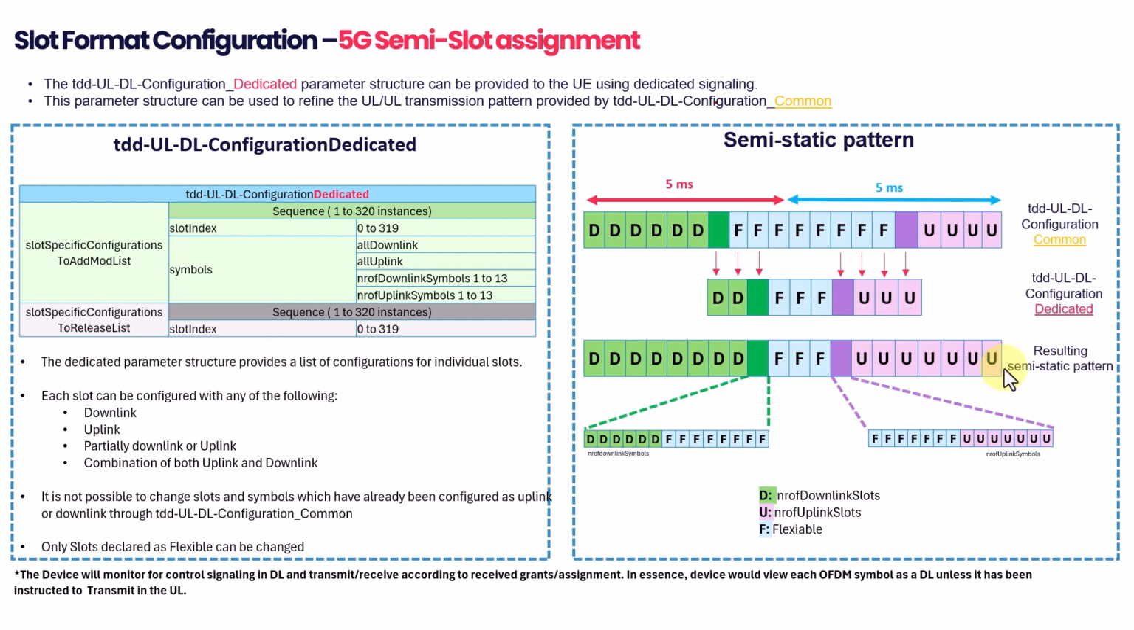This is what the user will see. This is all downlink, and this will be partially downlink, and this will be flexible. Then we'll have this one, which has no transmission at all. Then we'll have this one partially for uplink, and the remaining will be flexible. Then all the remaining will be for uplink. So this is how it's being changed. It combines both of them and gives you this kind of result.